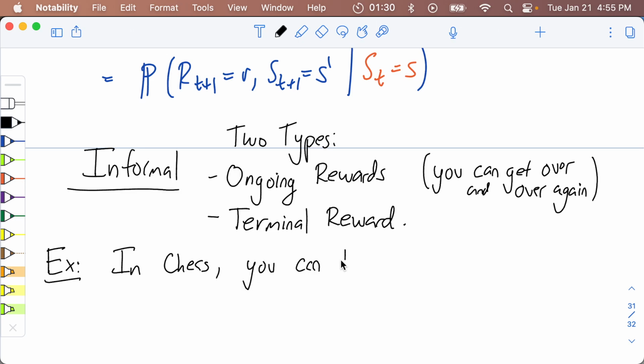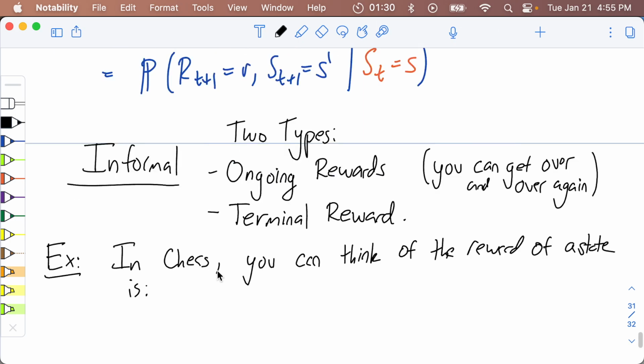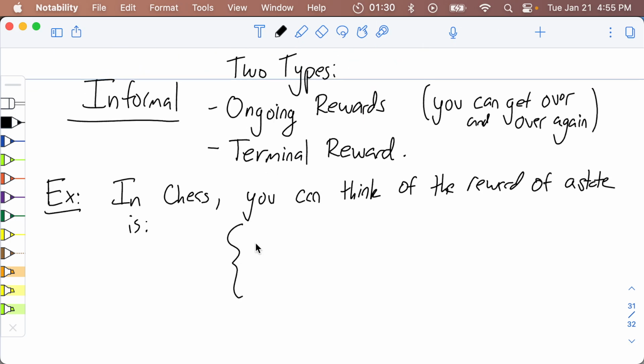You can think of the reward of a state. What is the reward of a state? It's equal to +1 if state equals white wins. So the game's over. Like you're looking at the board and you're like, the black king is checkmated, white has won the game. That's a reward of +1.